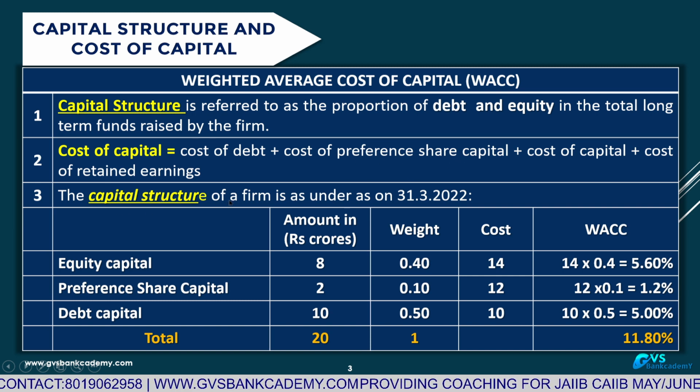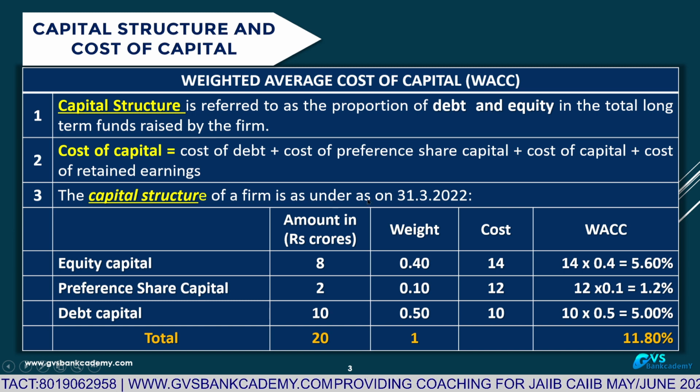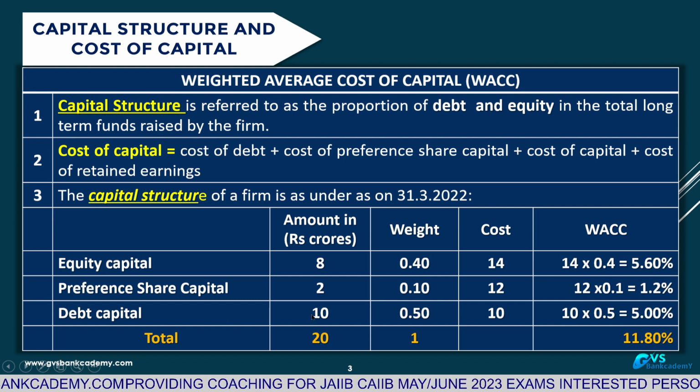The capital structure of a firm as on 31st March 2022, amount in crores: equity share capital 8 crores, preference share capital 2 crores, debt capital (long-term loans) 10 crores. Total capital structure is 20 crores.